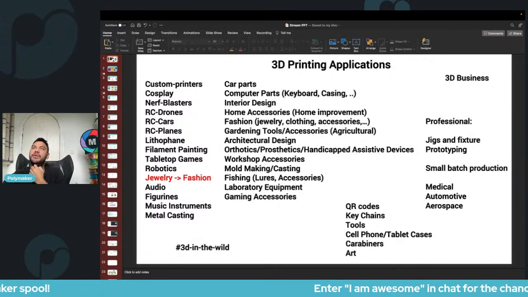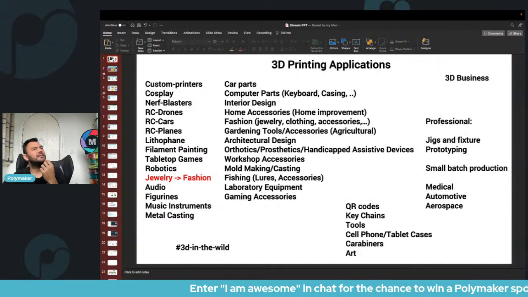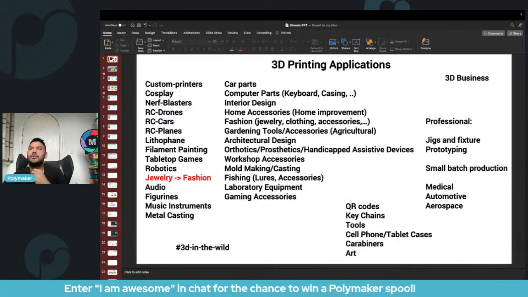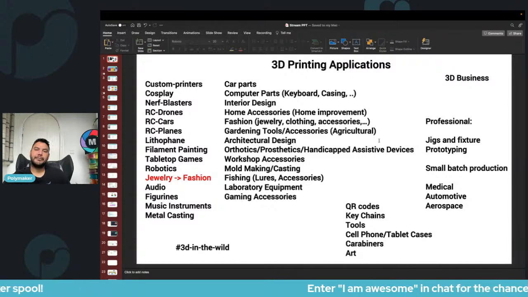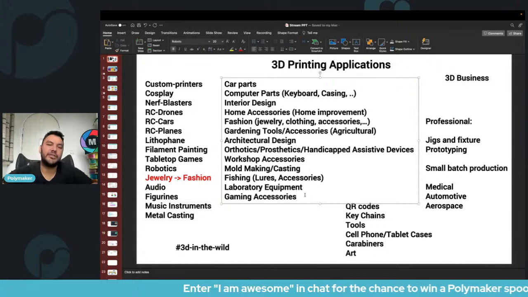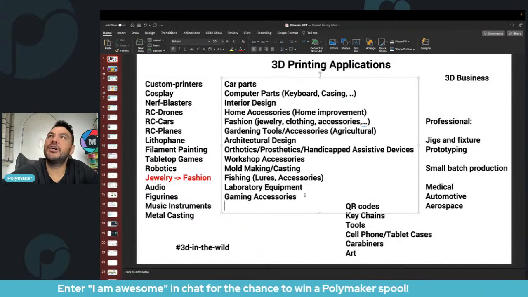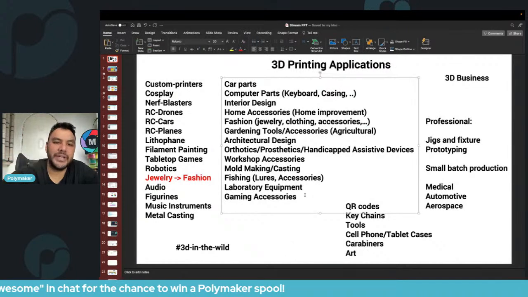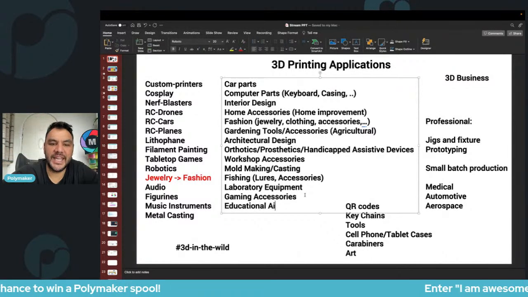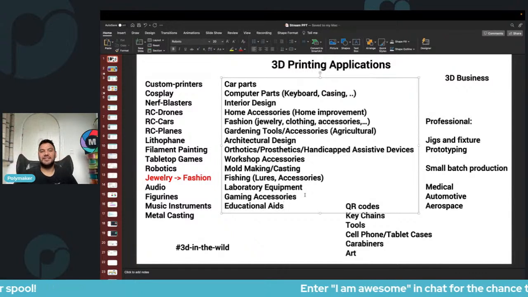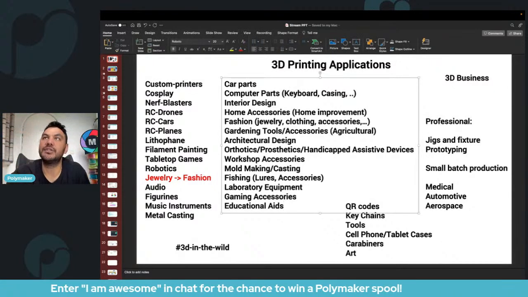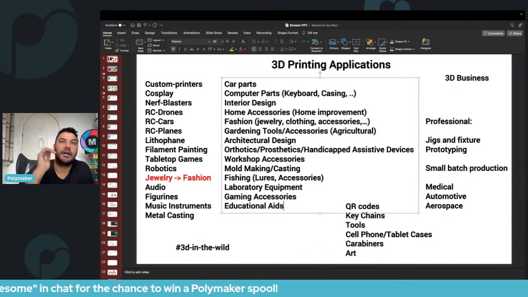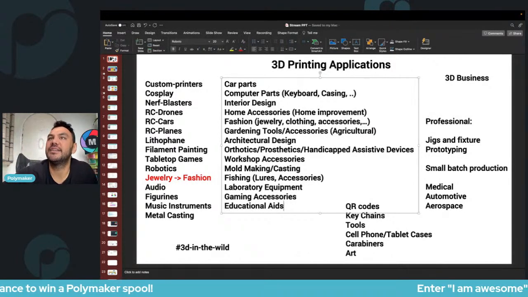Filament Stories. I can't remember her name. I don't remember either. She prints various sensory things for her blind daughter. So how about this: educational aids. What do you think? I think it's a good idea. That would include this, but it would extend also to other educational aids, basically. Good idea.